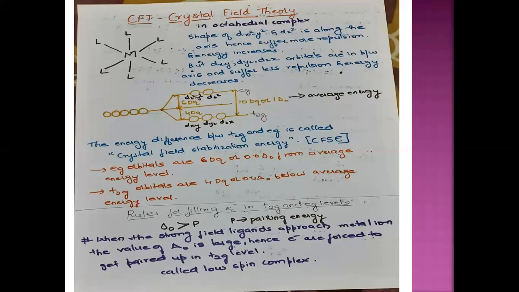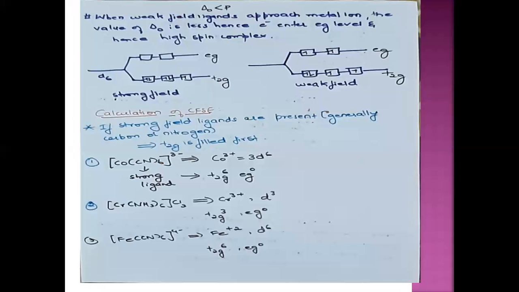So whenever strong field ligands are there, if you want to fill the T2G and Eg levels, first you have to completely fill the T2G level, then only can you go for the Eg level. Next, in the case of weak field ligands, delta naught is less than P. That's why you can first singly fill the T2G level, then singly fill the Eg level, then come for pairing. Instead of completely filling the T2G level and then going to Eg, you first singly fill both T2G and Eg orbitals, then come back and pair in T2G. So this is the difference.